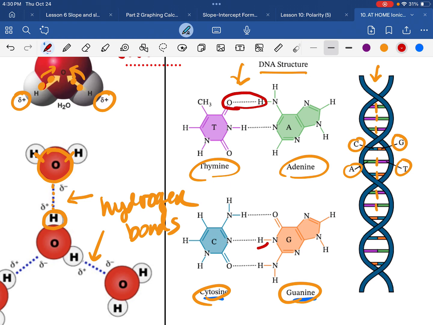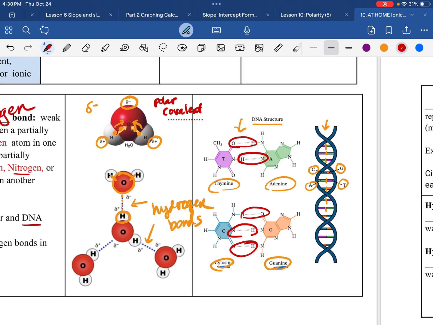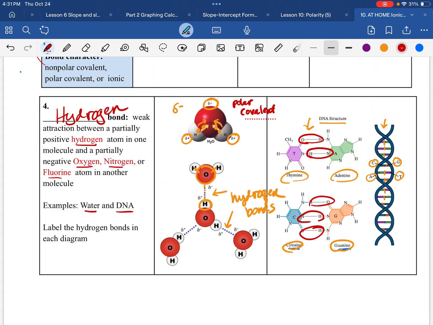There's a hydrogen bond between the oxygen of one molecule, the thymine, and the hydrogen of the adenine molecule. Or the hydrogen of thymine and the nitrogen of adenine. You see some more here between cytosine and guanine. So, a cool example of hydrogen bonds at work.